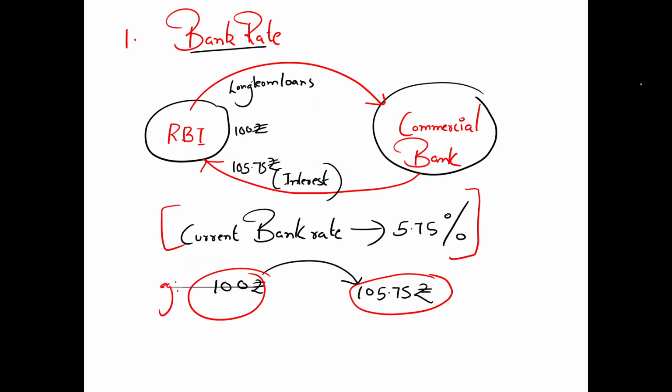And then we learn what is bank rate. Bank rate is the rate at which the RBI lends long-term loans to commercial banks against an interest charge by RBI, and this is known as bank rate. So here the RBI gives long-term loans to commercial banks.